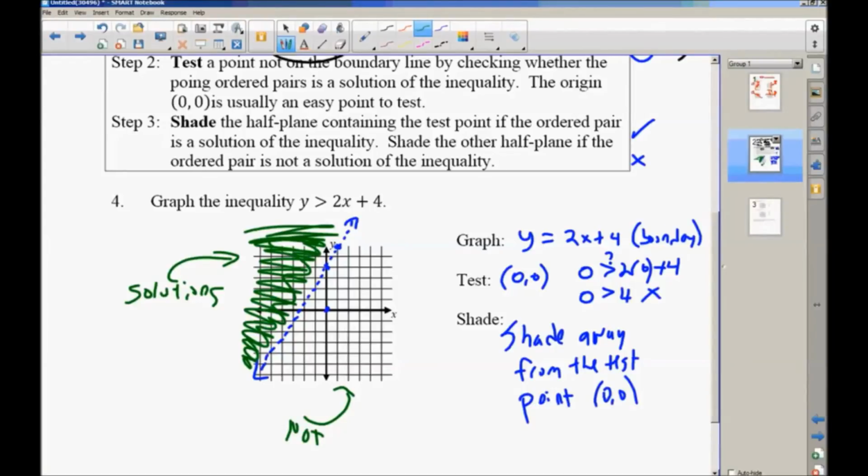All right, so just to illustrate that point, I do want to pick one more point on this problem. So maybe we'll deal with negative 5, 0. If I test negative 5, 0, that's 0 for y and negative 5 for x. And then we get 0 greater than negative 10 plus 4, which is negative 6. And that would be true. And that's why negative 5, 0 is a solution.